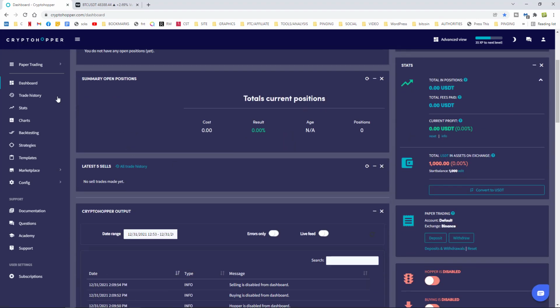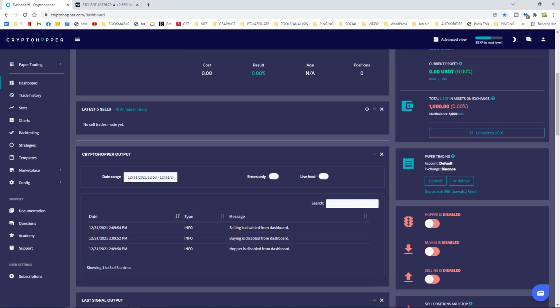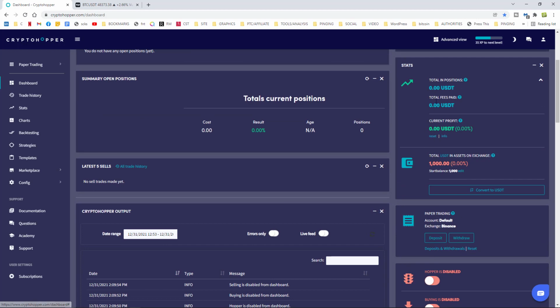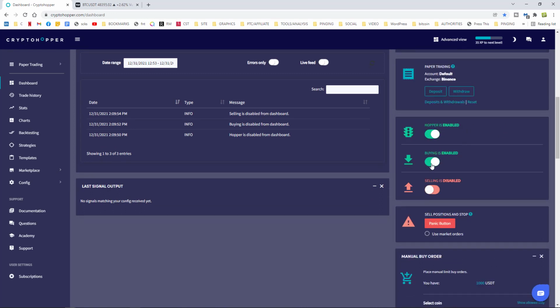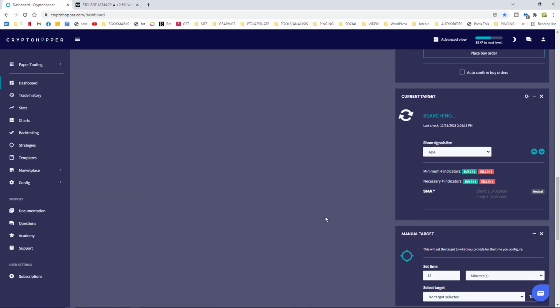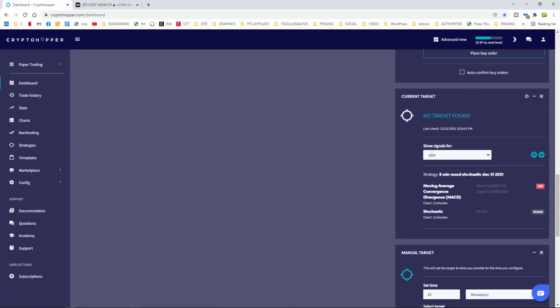Now we've got everything set in the config. We've got our 1,000 fake dollars in the paper trading bot. All this is reset to 0. And all we have to do now is switch on the bot. And now it will start looking for positions. Now, no target found.